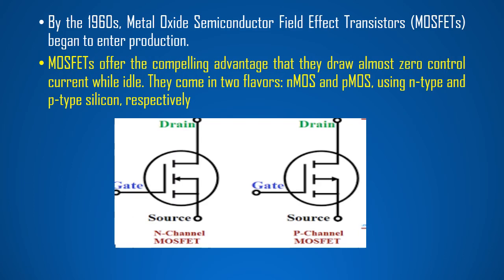So in the 1960s there came into the market the metal oxide semiconductor field effect transistor, that is MOSFET. The main advantage of MOSFET is it draws almost zero control current when it is idle. So this is one of the advantages of MOSFET. It also has two flavors. One is NMOS and another one is PMOS. The symbol is given below. The first one is N-channel MOSFET and the second one is P-channel MOSFET. So three terminals, one is gate, then the other one is drain and another one is source.